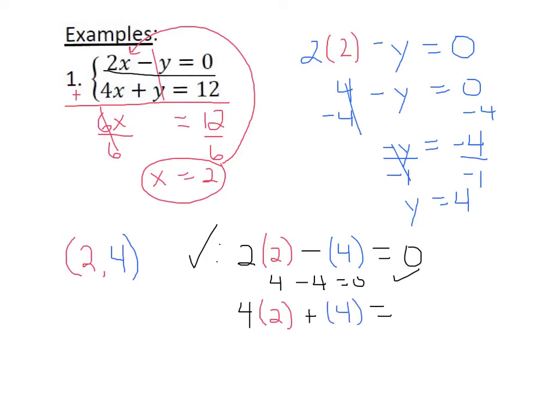And it needs to equal 12. So let's check. 4 times 2 is 8, and 8 plus 4 does equal 12. So it looks like it is a solution for both equations, and therefore it is a solution for my system.